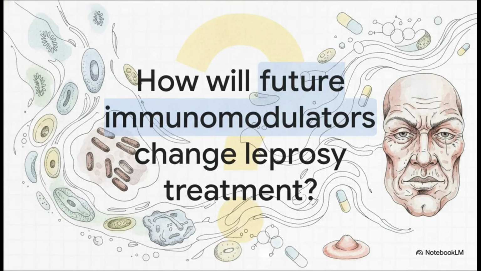Which leaves us with a final thought to ponder today. If a patient's own immune system strength completely dictates whether this ancient bacteria just causes a minor localized bump or widespread horrific destruction like facies leprosa, how might the next generation of advanced immunomodulators completely revolutionize the way we treat this disease? It is a super fascinating area of ongoing research.